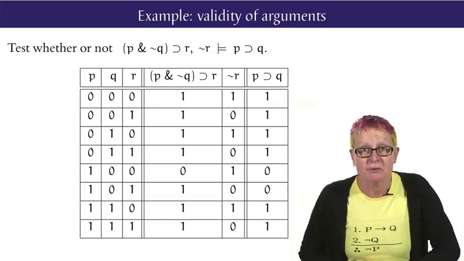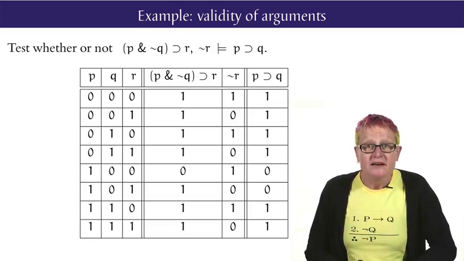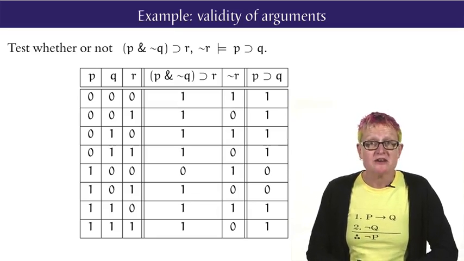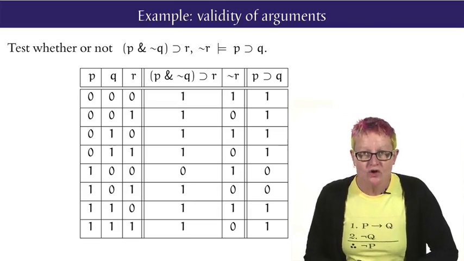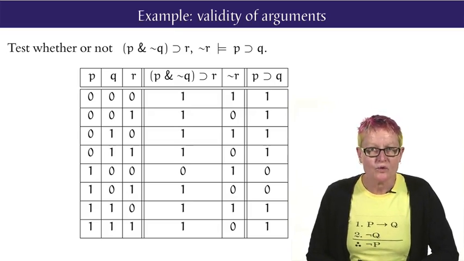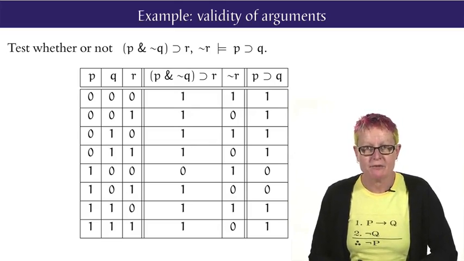Let's work through an example of using truth tables to test for validity. Consider the argument with two premises. The first, P and not Q implies R, and the second, not R, and with the conclusion, if P then Q. 3 atomic propositions, so 8 rows of the truth table.